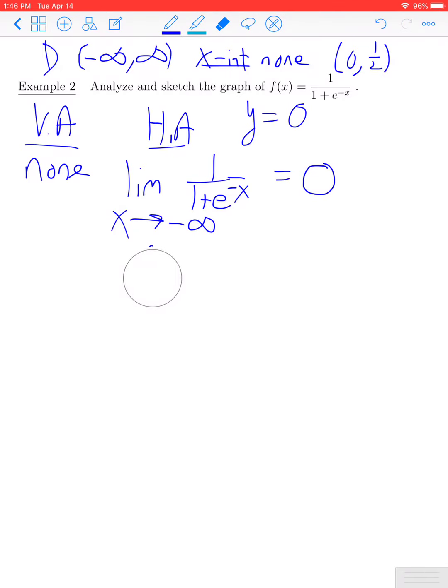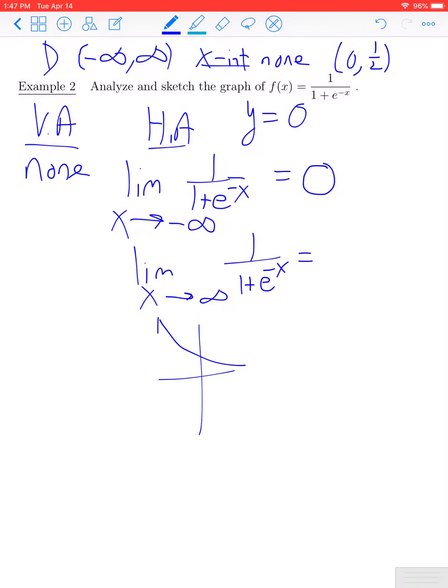We also want to investigate what is the limit as x approaches positive infinity of 1 divided by 1 plus e to the negative x. Well, let me just re-put that graph on here again. As x approaches positive infinity, the e to the negative x term is going to approach 0. So this thing's going to approach 1 divided by 1 plus 0, which is equal to 1. So we have yet another horizontal asymptote. It's going to be y equals 1. So we know our domain, we have our intercepts, we have our asymptotes.